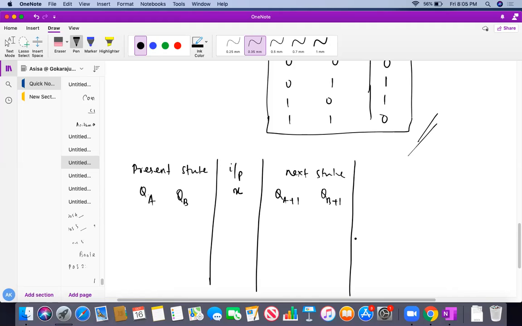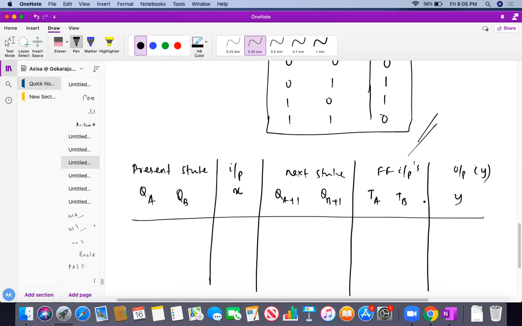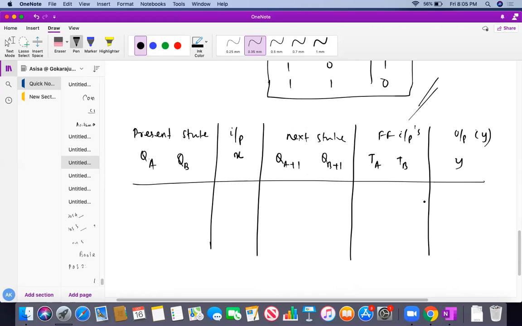Okay. Next, flip-flop inputs. What is my flip-flop inputs? There are 2 flip-flops required, TA, TB are flip-flop inputs. Finally, output of the circuit, which is Y. Okay. Y. Understand? So this will be there in the excitation table.